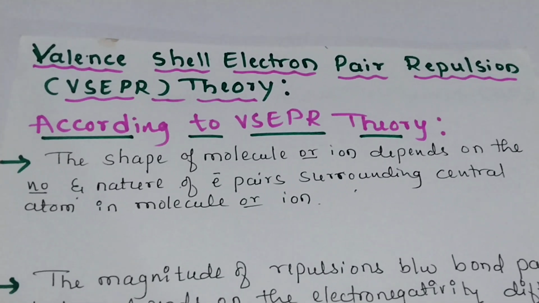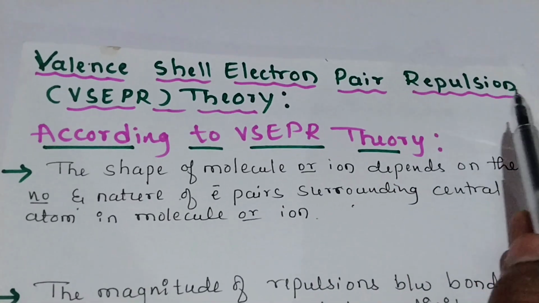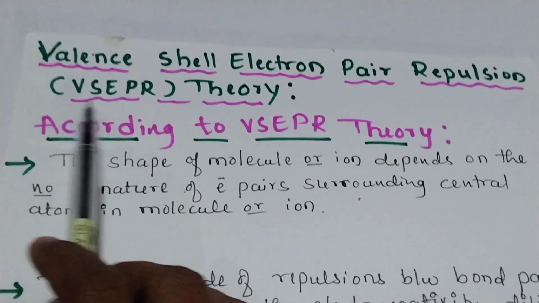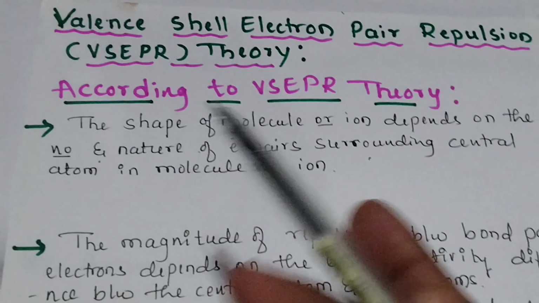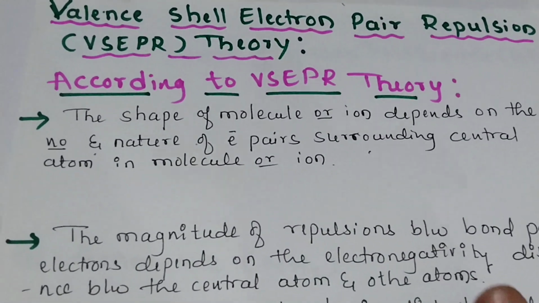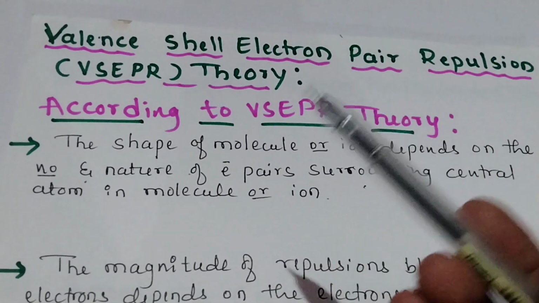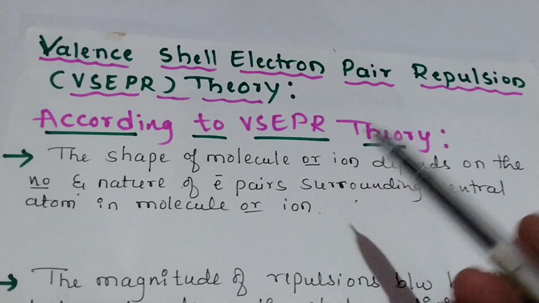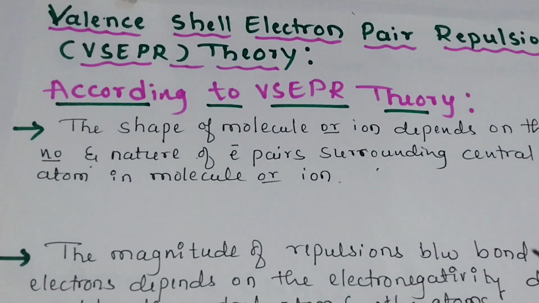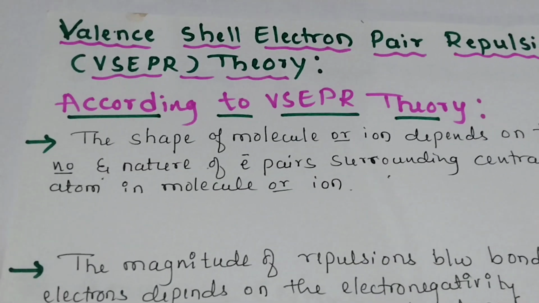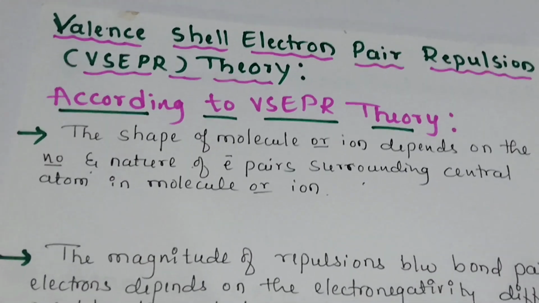Today I am going to discuss valence shell electron pair repulsion theory, that is VSEPR theory. With the help of VSEPR theory we can find the shape of a molecule and the angle between the bonds. That completely depends on the valence electrons surrounding the central atom.